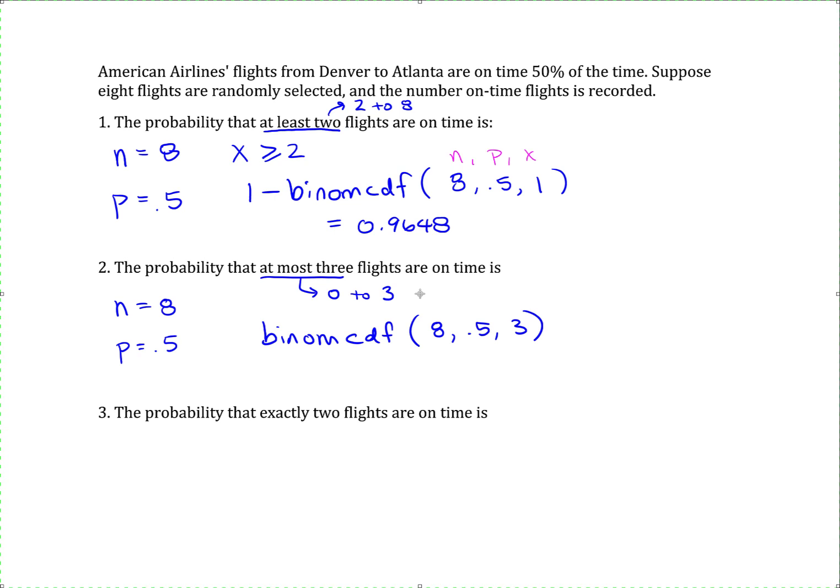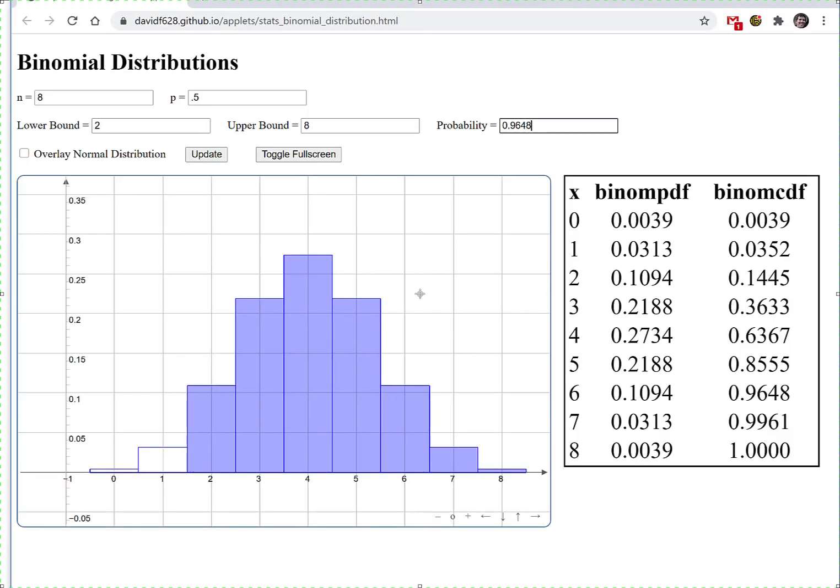Now, I don't need to do a complement because when I'm going from 0 to 3, the shaded bars here in blue, these are left-hand probabilities. So it's already to the left. So all I need to do is just give 3 as an input to Binomcdf. And if you'll notice, that agrees with this probability up here.